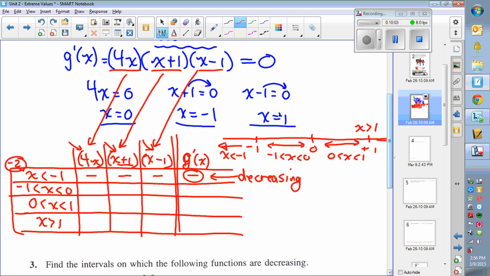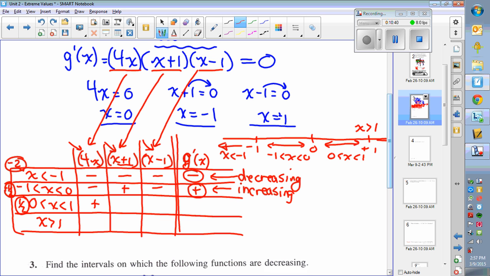Choosing a number between -1 and 0, like -1/2, is the number I would plug in. -1/2 times 4 is negative. -1/2 plus 1 is positive. -1/2 minus 1 is negative. Two negatives and a positive, when multiplied together, gives you a positive. It is always increasing here. If your slopes are always positive, then the function is getting bigger. It is increasing. Choosing a number of a half, which is between 0 and 1.